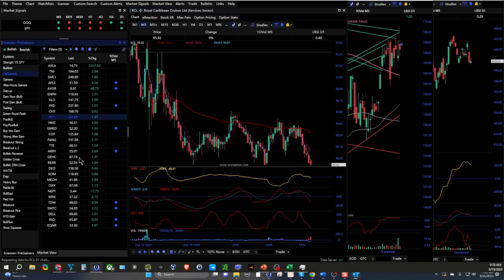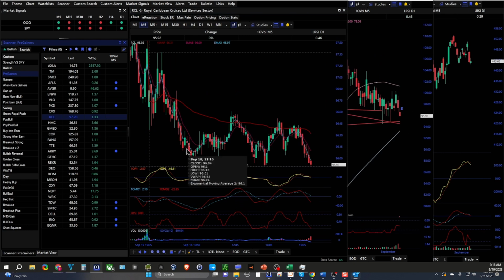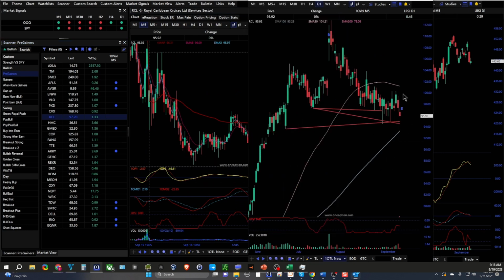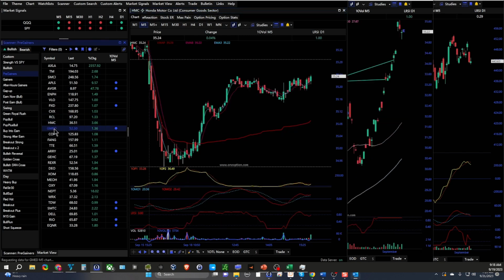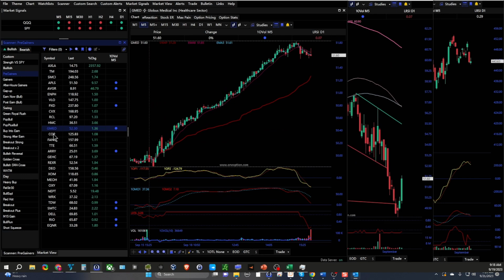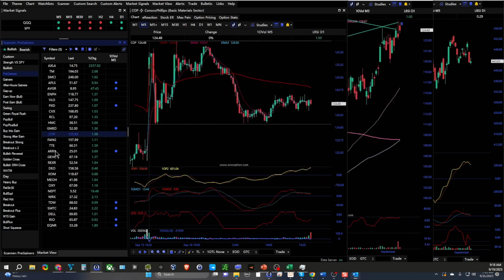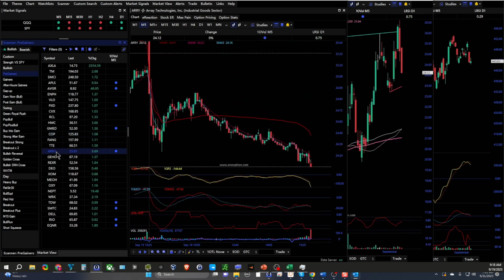Let's find another one. RCL. I mean, yeah, same thing. Looks terrible. Needs to get above the 50 SMA, and ideally this candle. This big candle needs to get overcome. I don't like that it's down here. HMC, volume's terrible. ARRY, again, no.